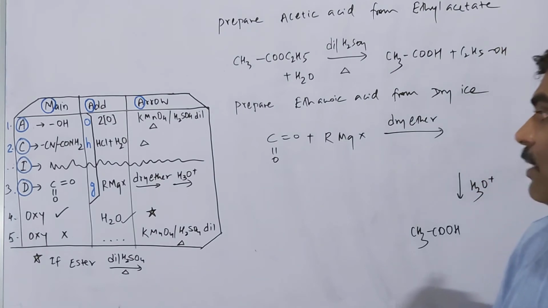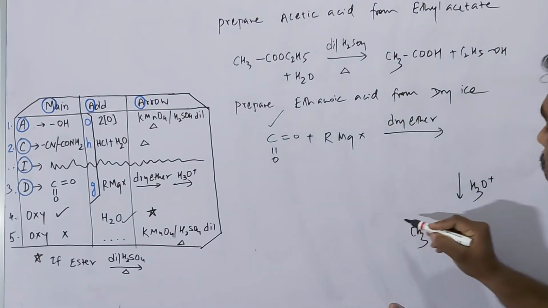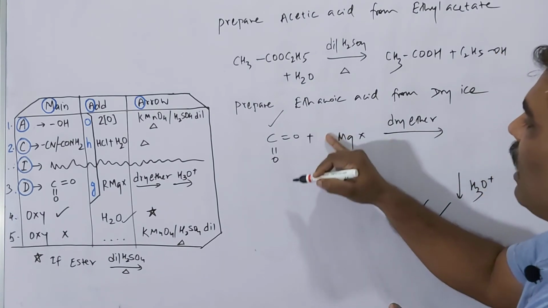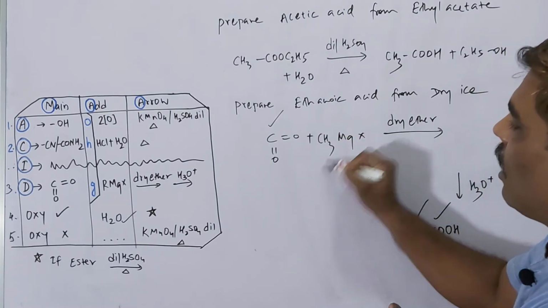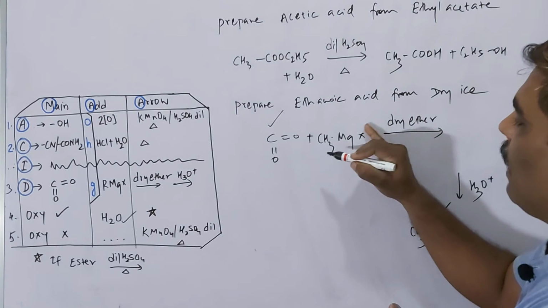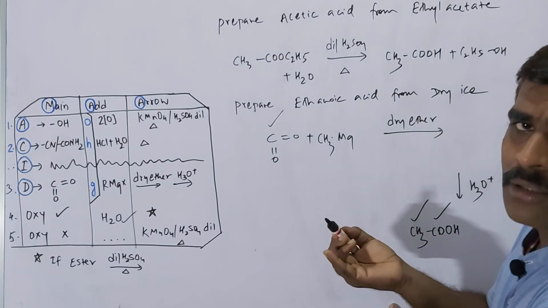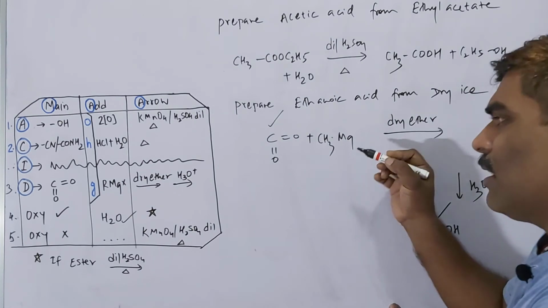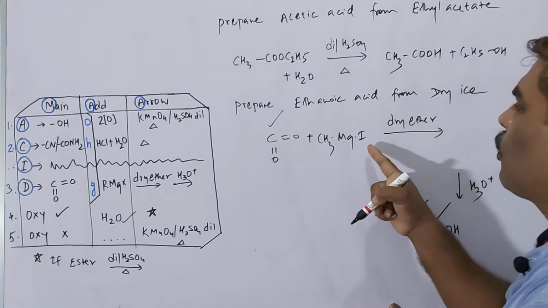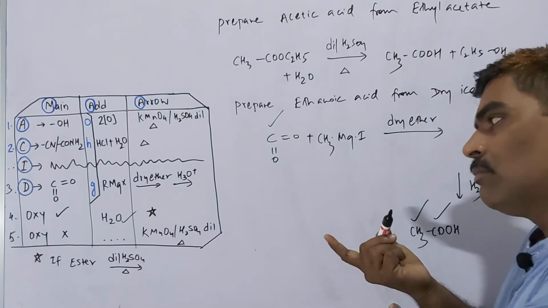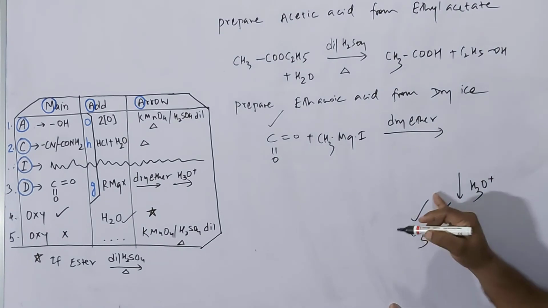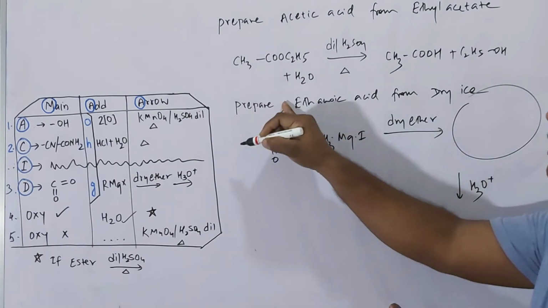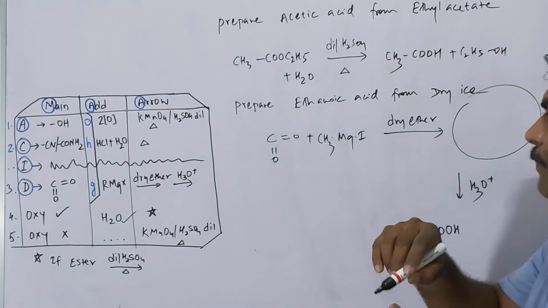Now how to get this R? Find out the number of carbons. The number of carbons in dry ice is 1, and here you have 2, so 1 carbon is extra. So we have to introduce 1 carbon here. So CH3MgI, or if you don't write anything, directly CH3MgX. You can put chlorine, bromine, or iodine. Now we'll see how to get this magnesium intermediate complex.